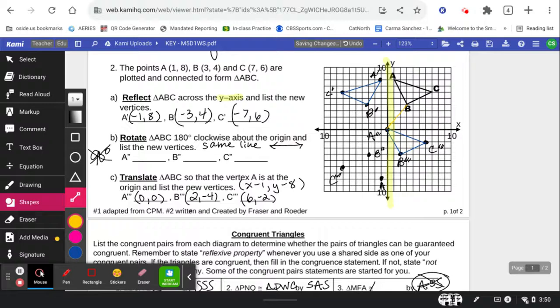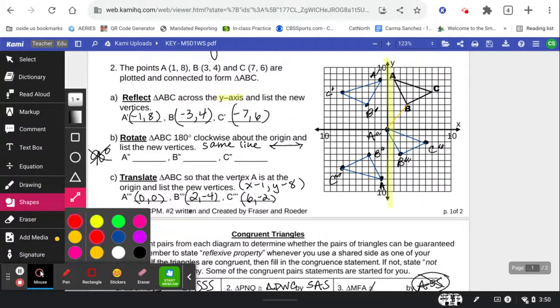Go ahead and grab your straight edge. Connect your triangle. Rigid transformations should create same size and shape. There's my rotate 180, same slope. We're never going to test on a rotate 180. I just wanted you to see one that did have the same slope.